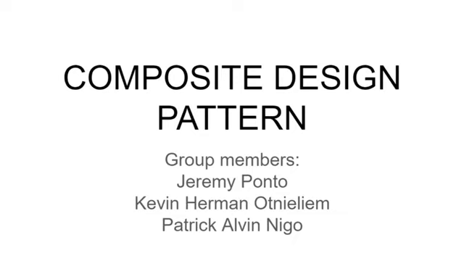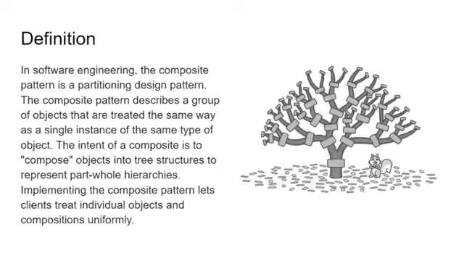So, what is a composite design pattern? Well, by definition, a composite design pattern in software engineering is a partitioning design pattern. The composite pattern describes a group of objects that are treated the same way as a single instance of the same type of object. The intent of a composite is to compose objects into tree structures to represent part-whole hierarchies. Implementing the composite pattern lets clients treat individual objects and compositions uniformly.